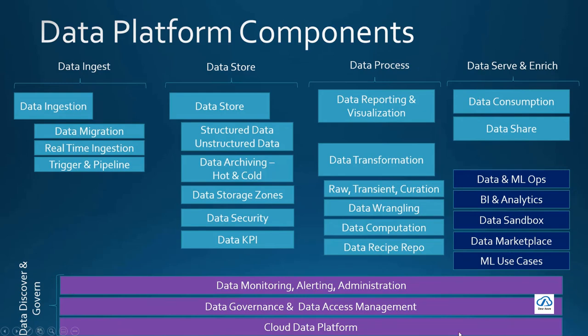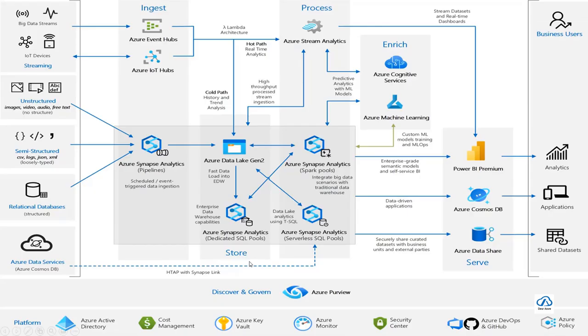And then at the bottom, which is covering everything, you need data monitoring, data alerting, and data administration. If the data is not clean, you need an alert. If the data is not coming properly, you need an alert. If the trigger is not working, you need that kind of approach. You need data access management, who has access to the data. You need data governance, and everything needs to be in the cloud, or it could be hybrid, or anything else. So these are the components that you need to consider when designing a data and AI platform.